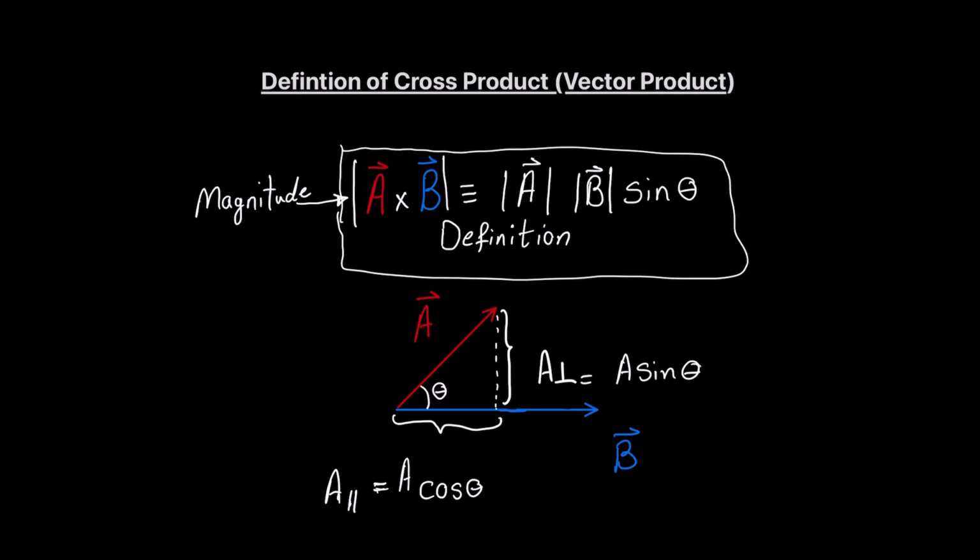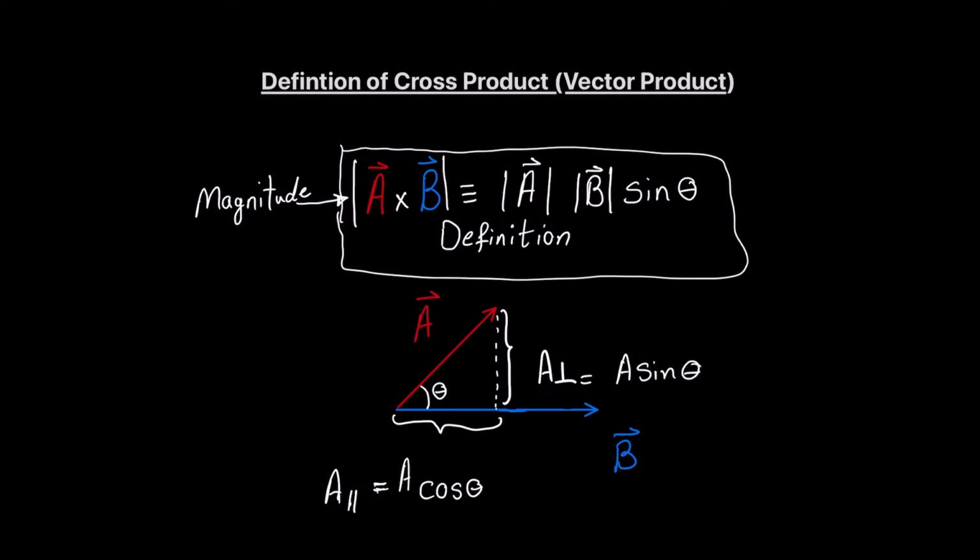First, looking at the magnitude, we can use the following definition. This is the magnitude of the cross product, defined as the magnitude of the first vector times the magnitude of the second vector times the sine of the angle between the two vectors.